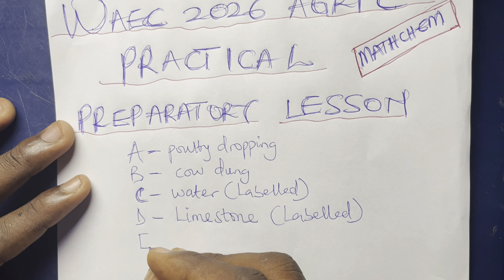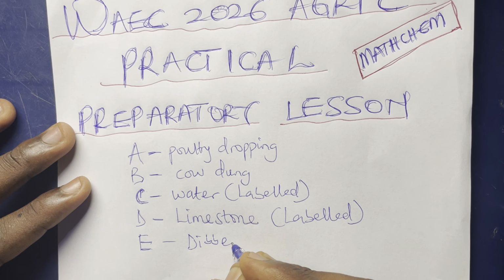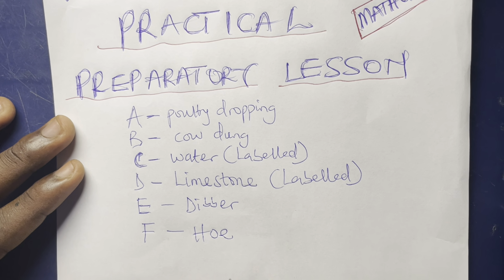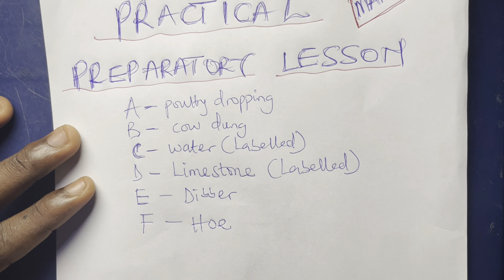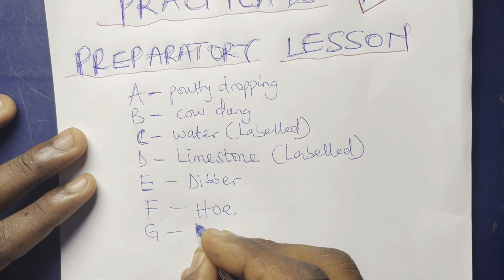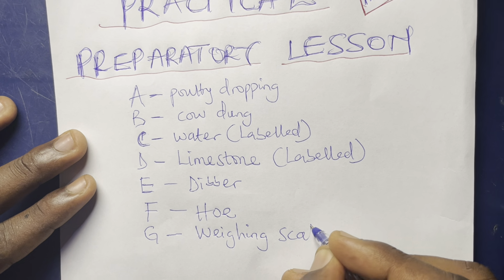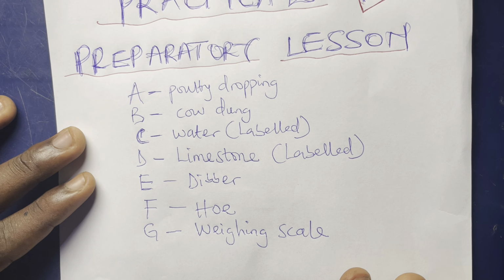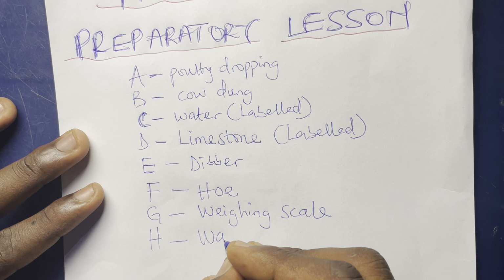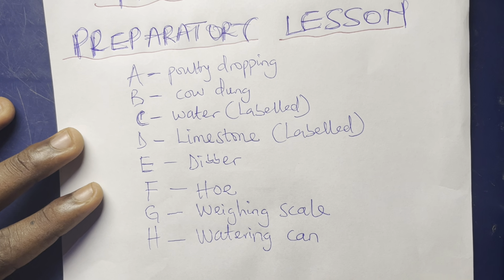Specimen E is a dibber. Specimen F is O. Now the next one is G. Specimen G is the weighing scale. That is a scale for weighing. You understand? Specimen H is a watering can. That one is more familiar. We have the knapsack sprayer and we have the watering can. So don't worry, you are going there.